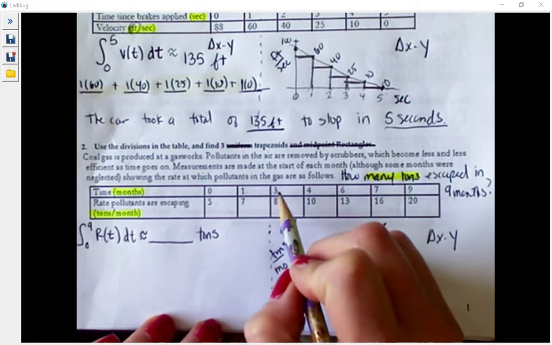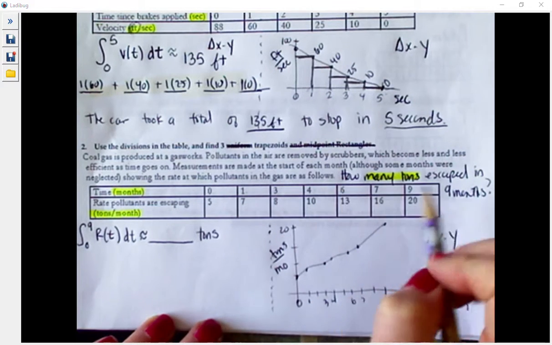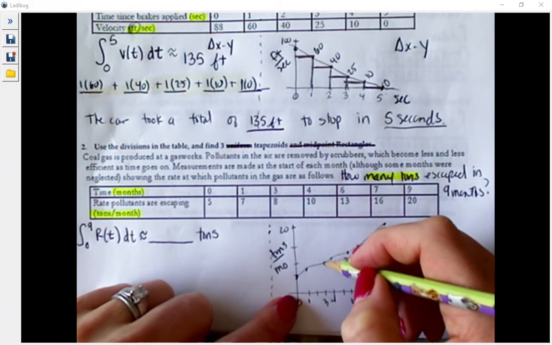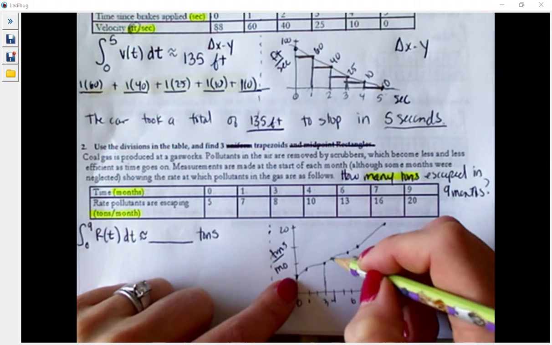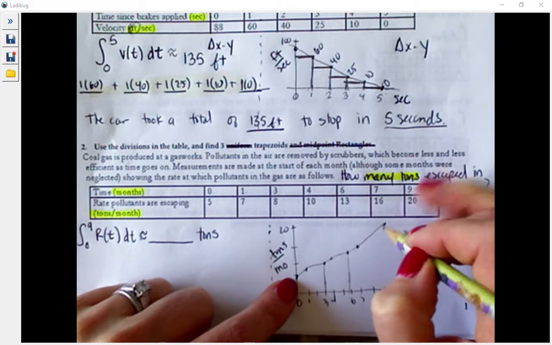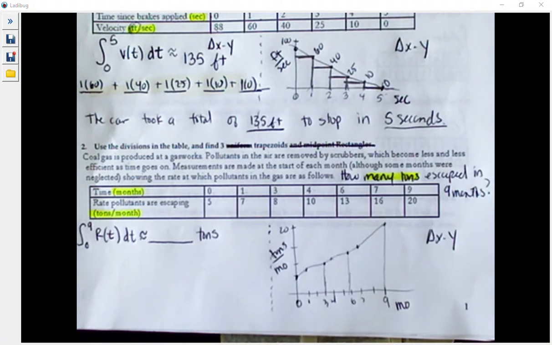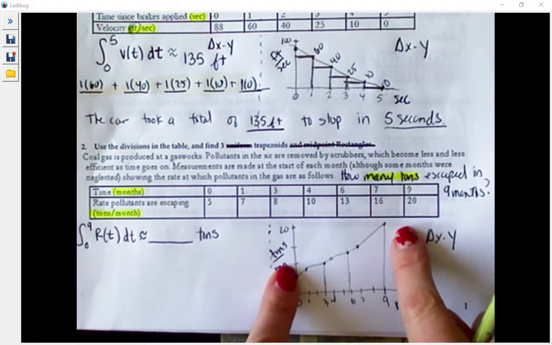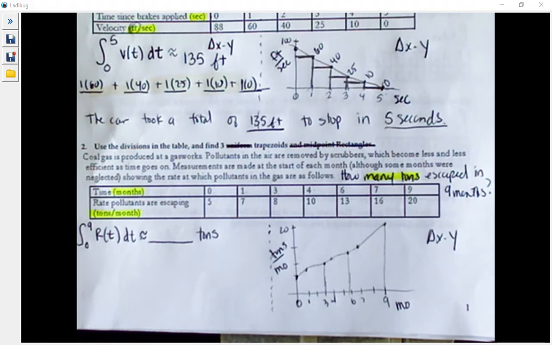I have 1, 2, 3, 4, 5, 6, 7 data points. 3 data points per trapezoid. If I want to split this data as evenly as possible into 3 sections, that's 3 data points per trapezoid. Now eventually, we don't want to have to draw the picture. Okay? The picture is just to help you visualize what you're doing.